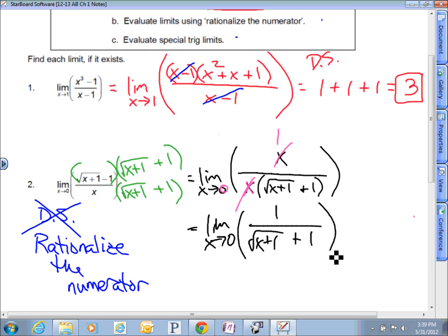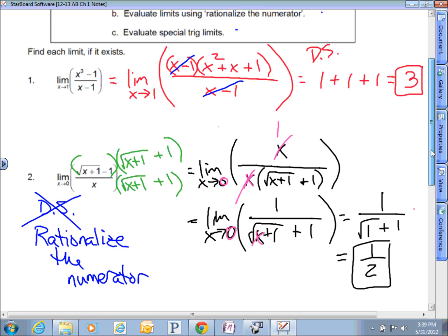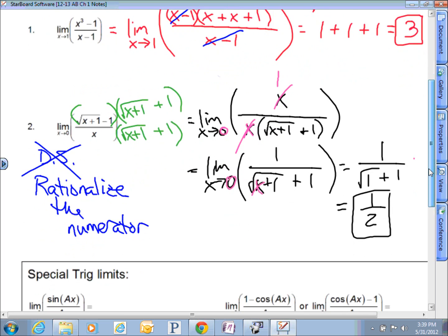Will direct substitution work now? Can I put this 0 in place of that x and get a result? You sure can. In fact, I think what you're going to find is you're going to have a 1 on the top, and on the bottom, we're going to have the square root of 1 plus another 1. How about those? That limit will exist, and its result will be y equals 1/2. So second technique, rationalize the numerator.